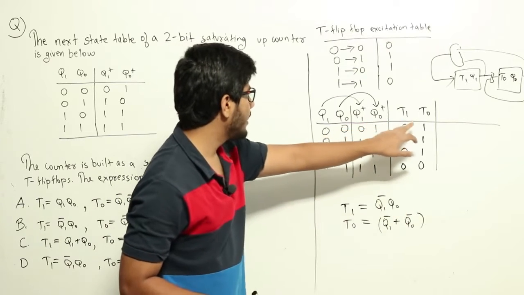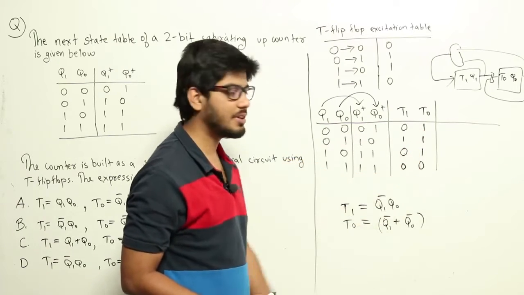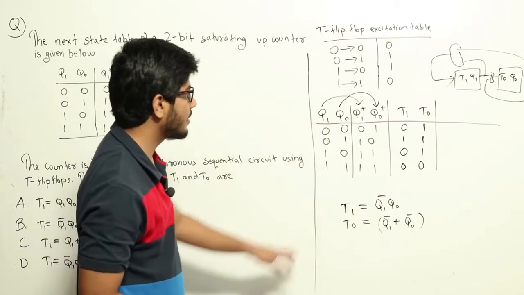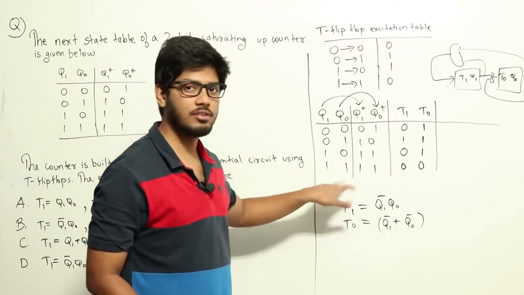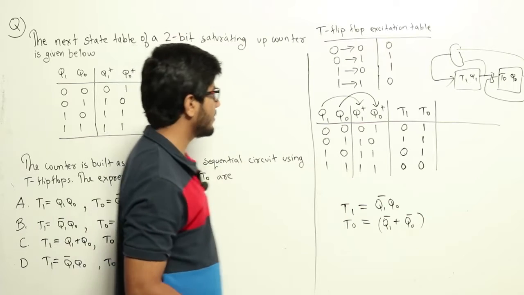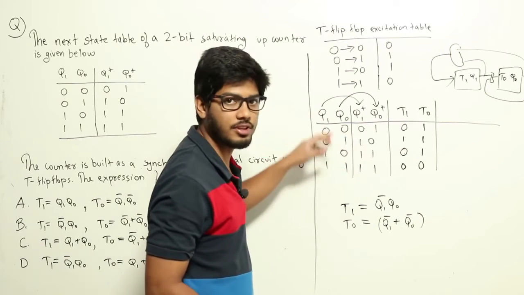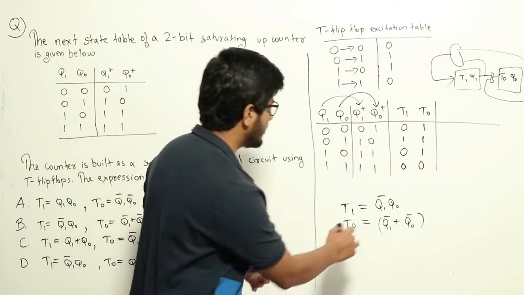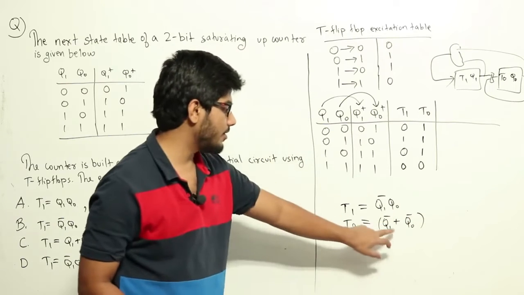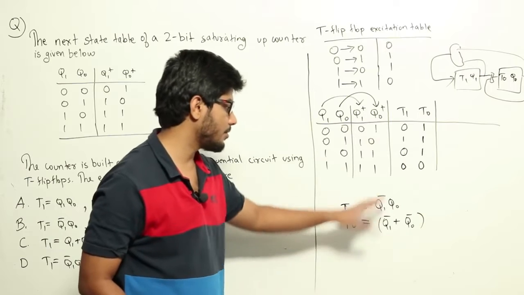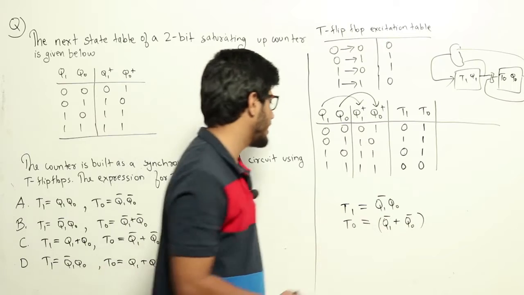Now if you look at T0, for the first 3 it should be 1, and only for the last one it should be 0. Only for Q1 and Q0 both being 1 it should be 0. For the others it should be 1. So T0 I can write as Q1 complement plus Q0 complement. This will be 0 only when Q1 is 1 and Q0 is 1. For all the other combinations it will be 1. So this is the expression for T1 and T0.